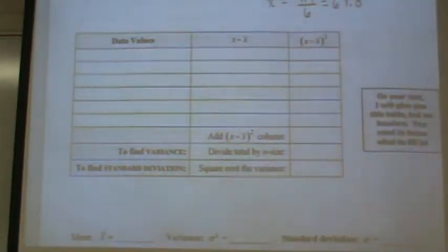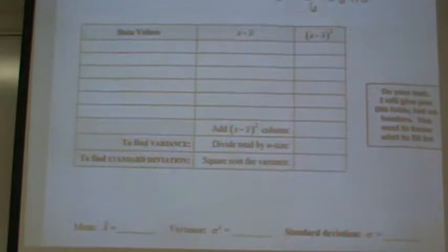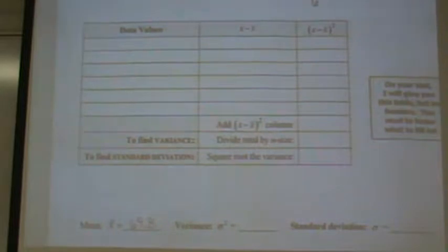So we get 69.8. So our mean value is 69.8. So to fill in the chart, we're going to put in our data values. So we have 52, 63, 65, 77, 80, and 82.